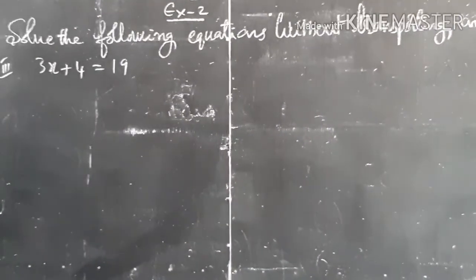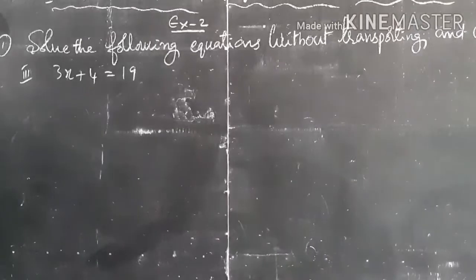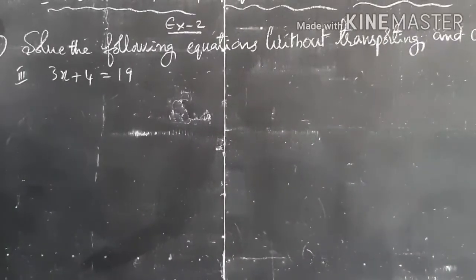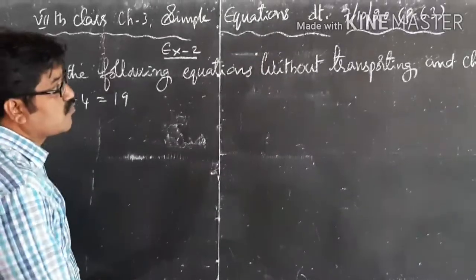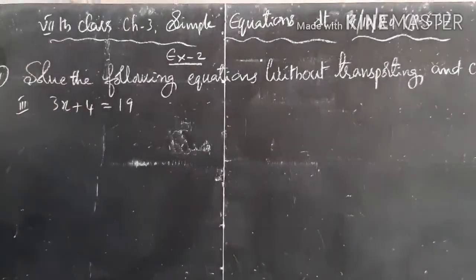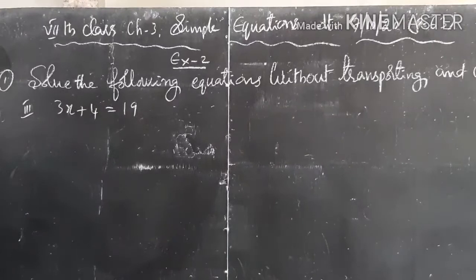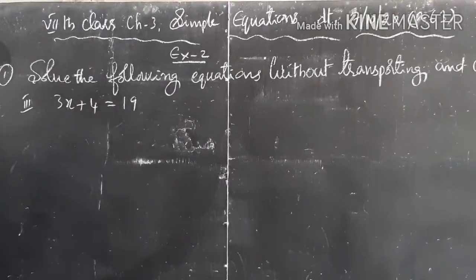Chapter 3, simple equations. First Roman, exercise 2. First Roman: solve the equations. Solve the following equations without transposing and check your result.